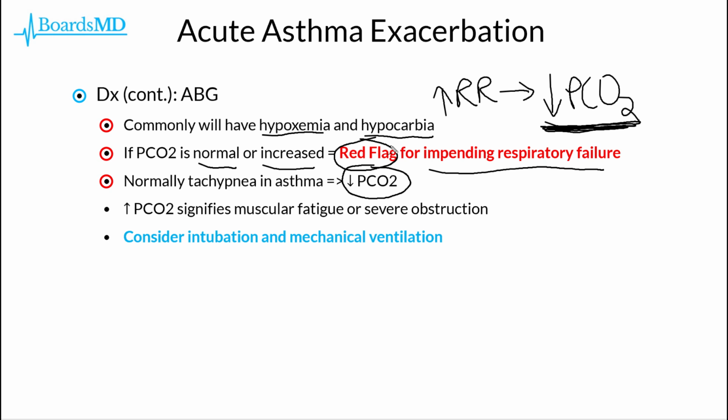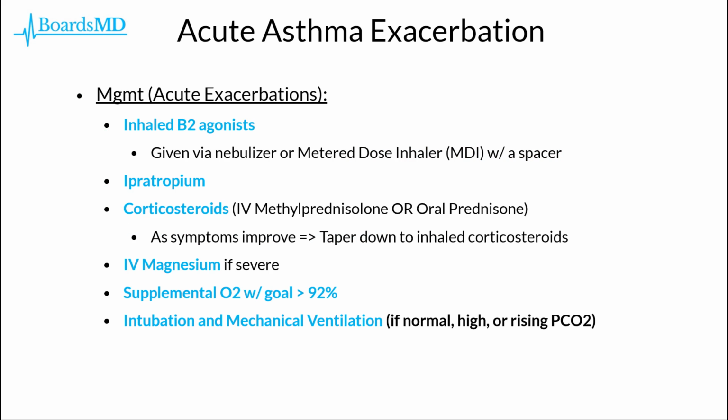However, as the patient's respiratory muscles fatigue, that PCO2 is going to rise, thus signifying muscular fatigue or a severe obstruction. And therefore, for these patients who have a normal or elevated CO2, or if that CO2 is continuing to rise as we monitor that ABG over time, then we really need to consider invasive measures, including intubation and mechanical ventilation in these patients.